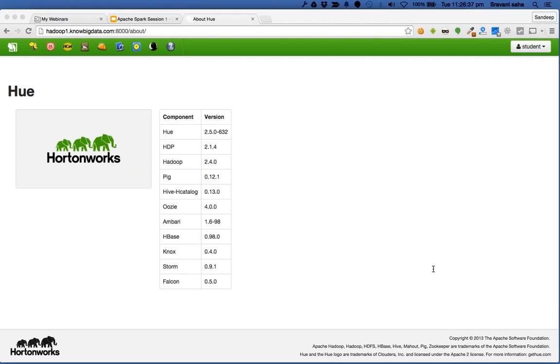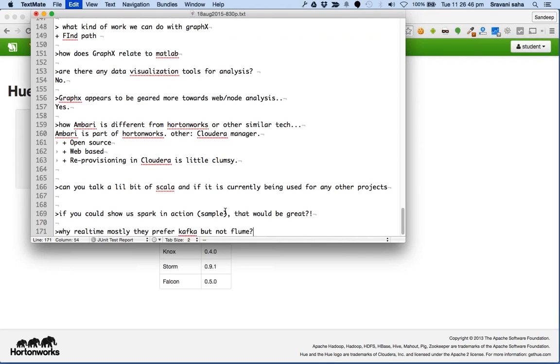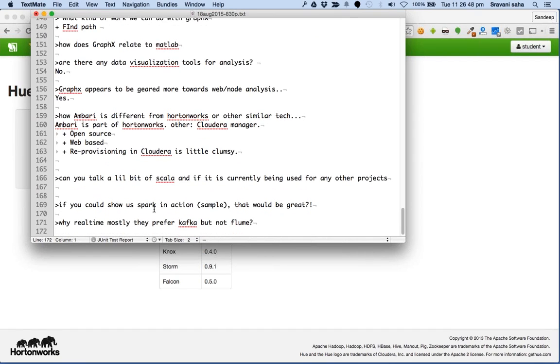Shashankar is asking, does Storm use MapReduce? The answer is no. Mahesh's question is, why real time? Mostly they prefer Kafka but not Flume, because Flume has been designed more recently, and second, Kafka has been designed as a queue. Flume is just designed as an import engine.